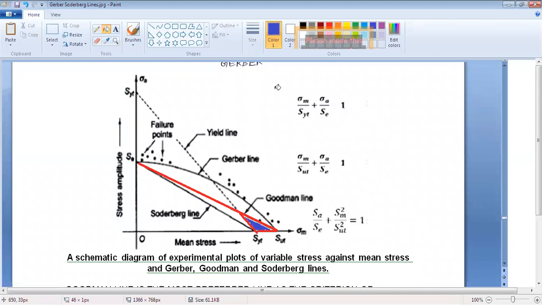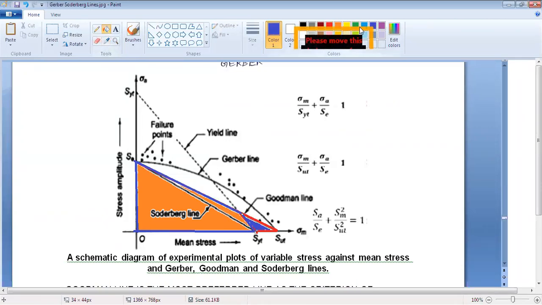But any other area, the remaining part, like this area and this orange area, is safe for our design. Even though it is crossing the Soderberg line, it is not crossing the Goodman line, and it is not crossing SYT in the static region. So this orange color is the most safe region. So let me just draw this curve. This is from here to here, from here to here, and from here to here. The line I have drawn in this blue color is called the modified Goodman line.